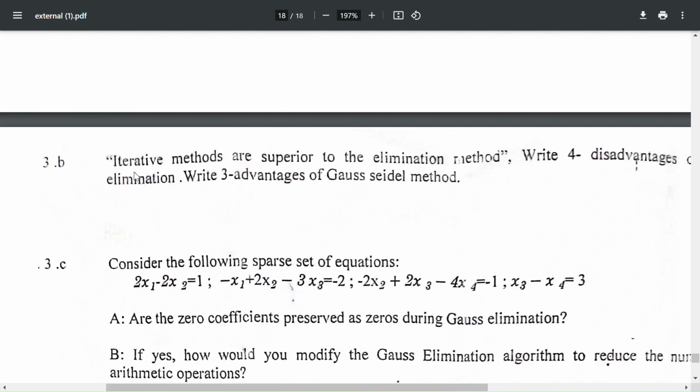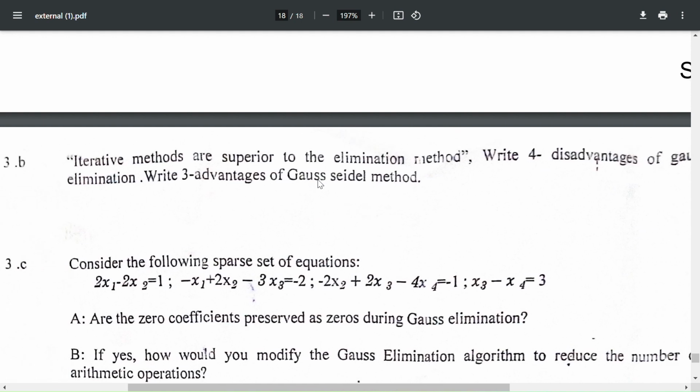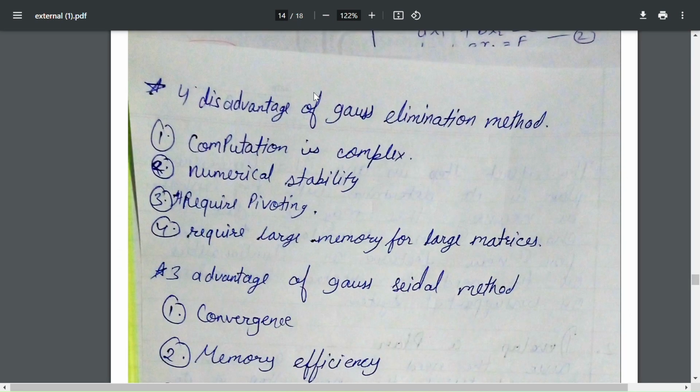So our next question is: iterative methods are superior to elimination methods. Write four disadvantages of Gauss elimination and write three advantages of the Gauss-Seidel method. So this is the answer for the question.